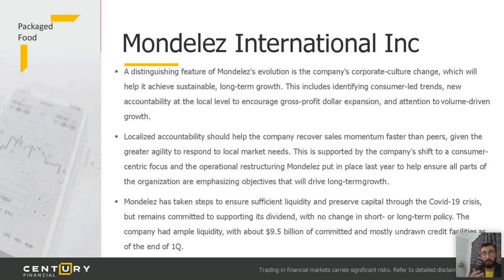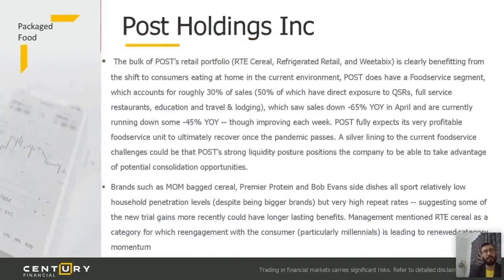They have ample liquidity, about 9.5 billion of committed and mostly undrawn credit facilities at the end of 1Q. The important thing, in the second paragraph, is that the localized accountability should help the company recover sales momentum faster than peers, given the greater agility to respond to local market needs. So this is important. They identify consumer-led trends at the local level to encourage gross profit dollar expansion, and there are higher volumes, and that is really, really important. So Mondelez International is something which we are also looking at.